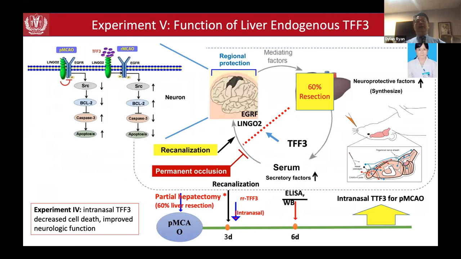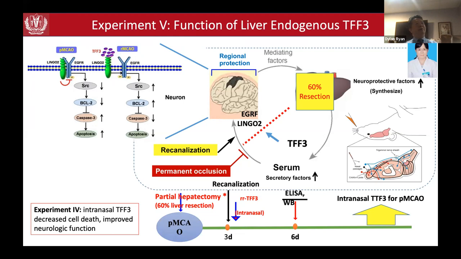So can we cut the liver? Not totally cut it out, the animal will die. We cut 60%. So the production of TFF3 will be reduced by at least 50%, right? We cut the liver. And then we give this TFF3 by nose to compensate. This is just plain mechanism. Just want to show, yeah, this is from the liver, number one. Number two, this TFF3 is neuroprotective.